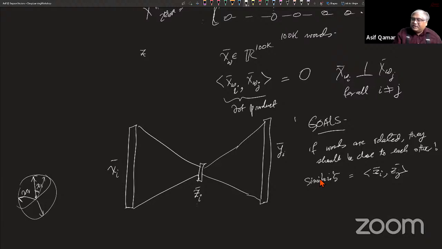Two words, and what you want is, for reasons, that if two words are similar, then their dot product should be big. The dot product will go, let's say, from 0 to 1, in the interval. It should be closer to 1.